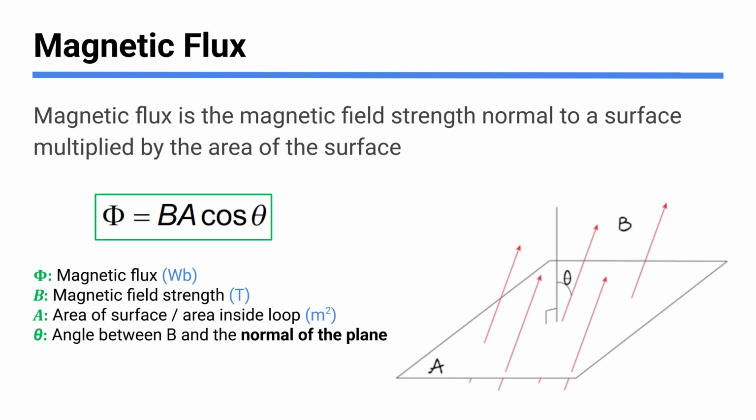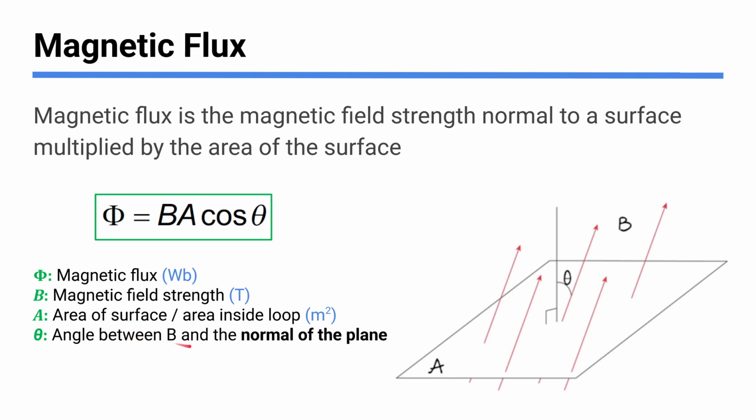Okay, in this case, as usual, B is our magnetic field strength, which we measure in Tesla. A is the area of the surface, or the area inside the loop. This is usually something like a coil of wire. Often they are squares or rectangles. So you do the area of this rectangle or square, or the area of a circle if it's a circular loop. And theta, this one, be careful.